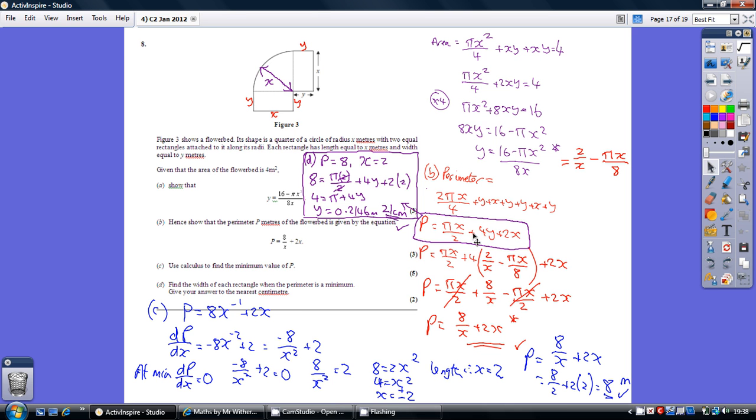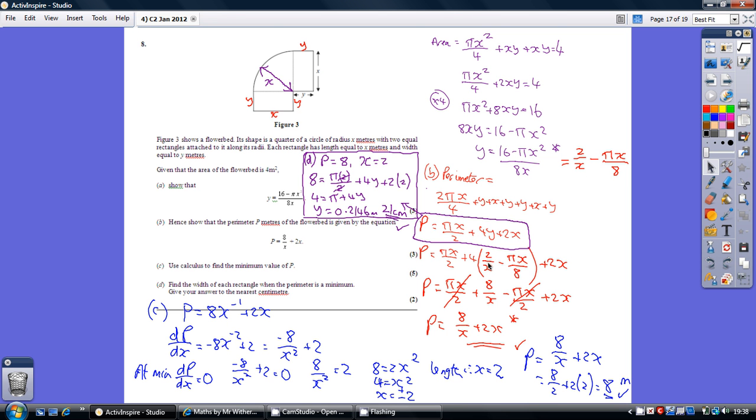And the next step really is just to substitute in to eliminate y. So go back to what we had earlier on and actually just divide both terms through by 8x. So 16 over 8x is 2 over x, and this over 8x is minus pi x over 8. So this is what y equals. So substitute this in, replacing this y here.